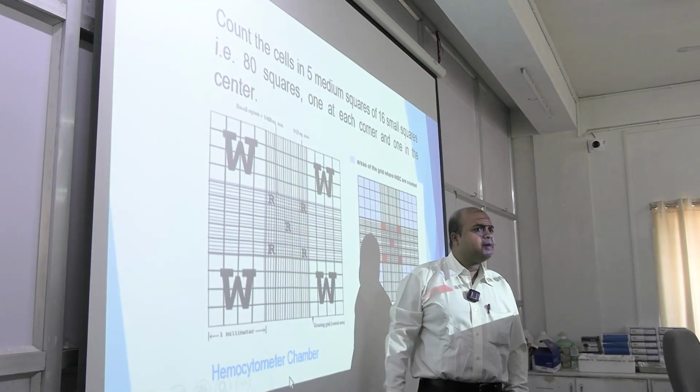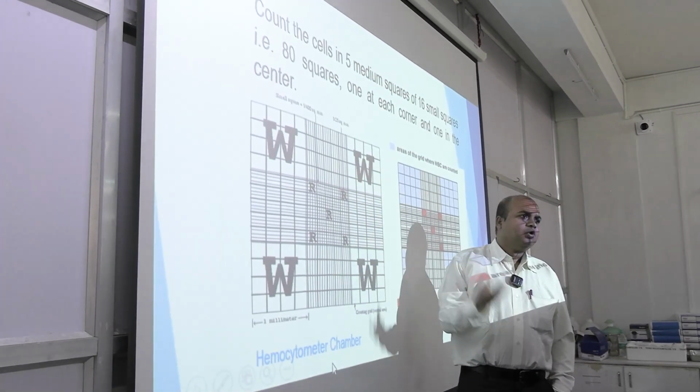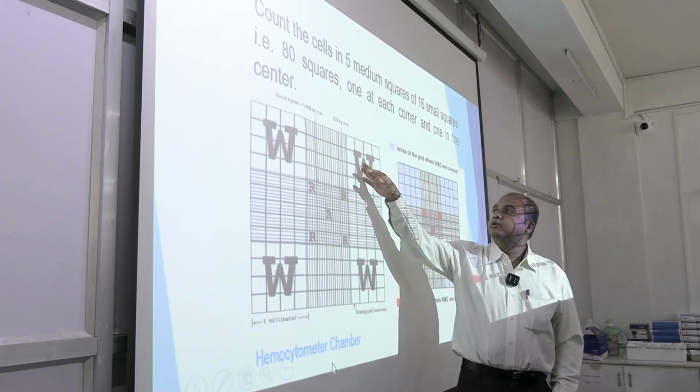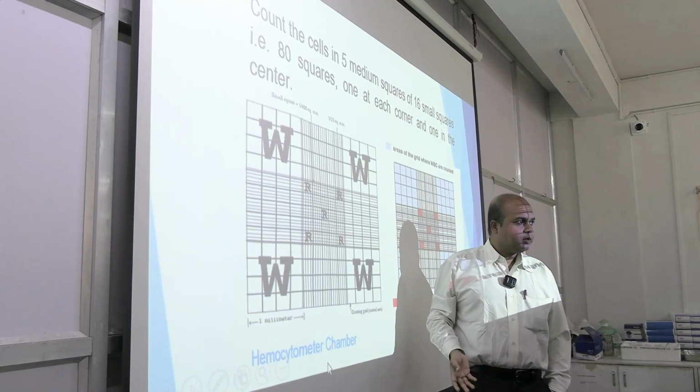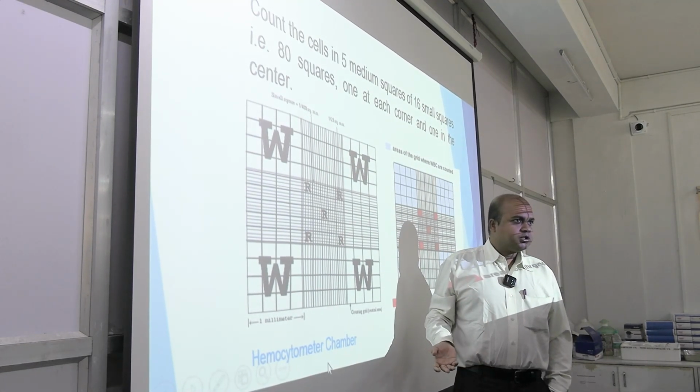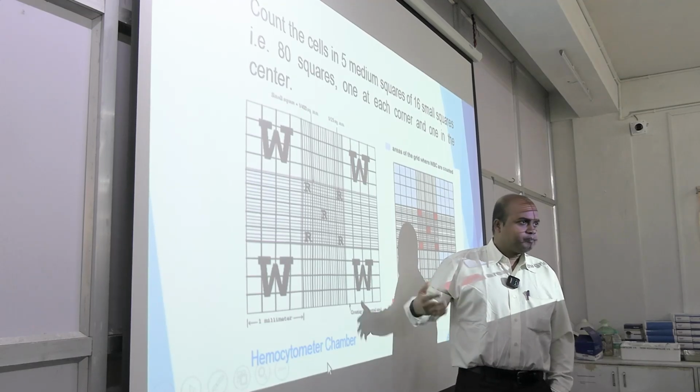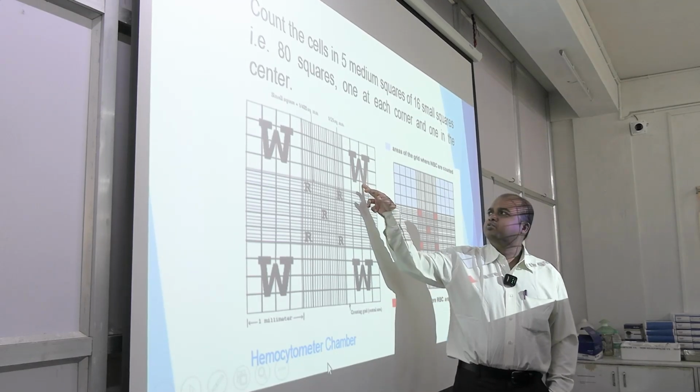WBCs are much lesser in number than RBCs. Only 1:20 dilution is required. I mean 20 times dilution of blood is required. What is the purpose of dilution? Because without diluting, so many cells have to be counted, it won't be possible.